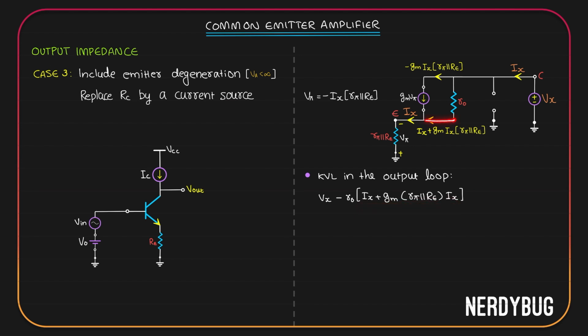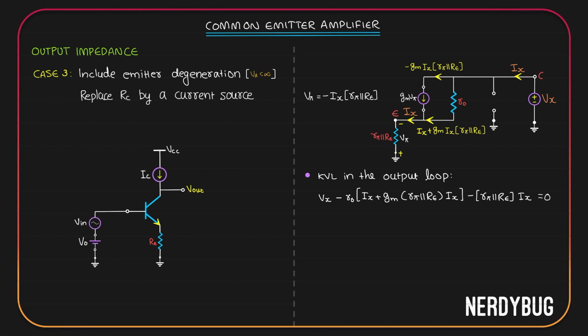As I further go on, I reach R pi parallel to Re. There is a potential drop there. Current flowing through R pi parallel to Re is Ix. And it is flowing in this direction. So it should have positive potential here, negative potential here. Again, in the opposite direction of Vx, so I will write minus Ix multiplied by R pi parallel to Re. According to Kirchhoff's voltage law, this sum should be equal to 0.